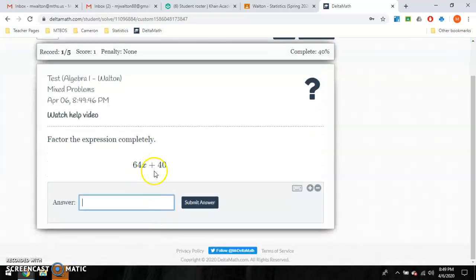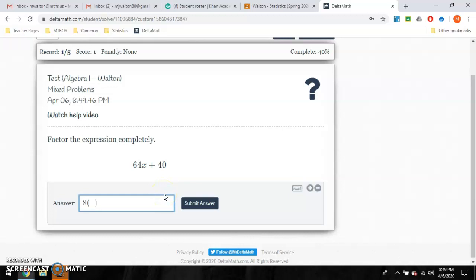Ooh, this one I have a common factor. I have a 64x and a 40. I could factor out, it looks like, an 8 from those. So that would be 8 times 8x plus 5. If I distribute that out, 8 times 8x is 64x. 8 times 5 is 40.